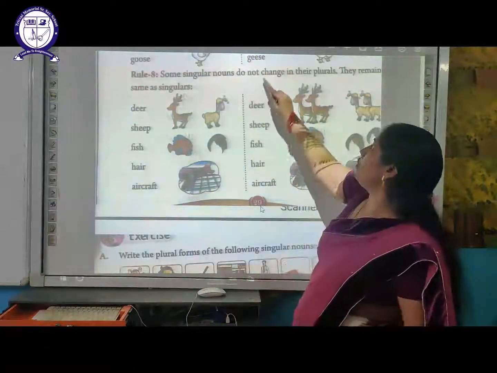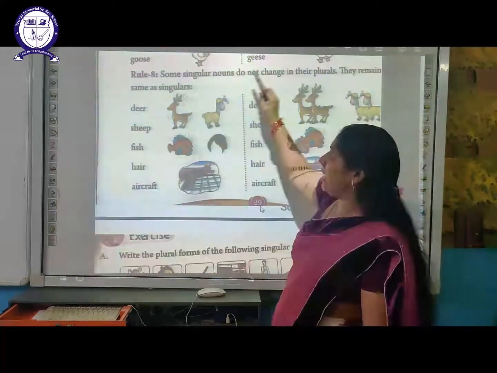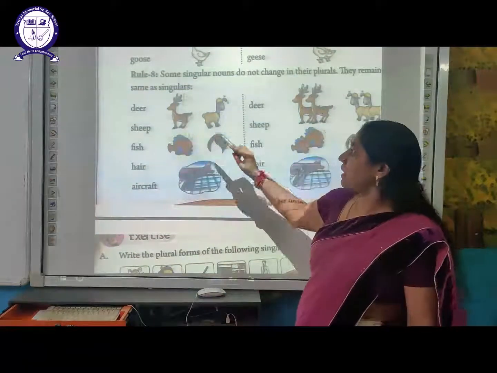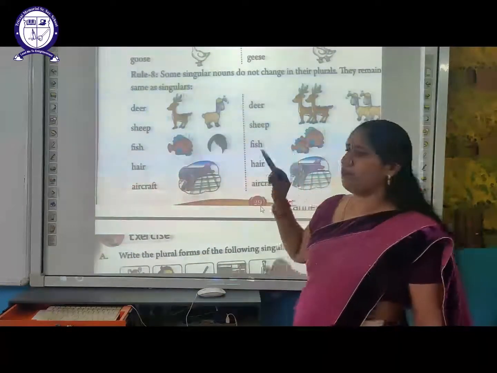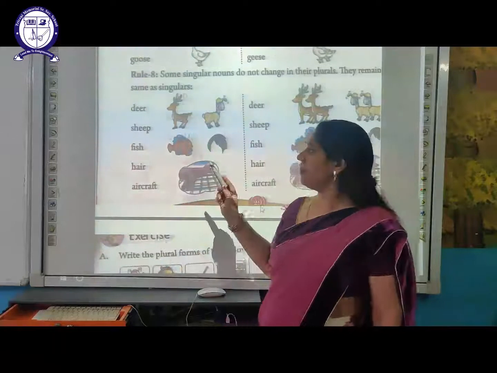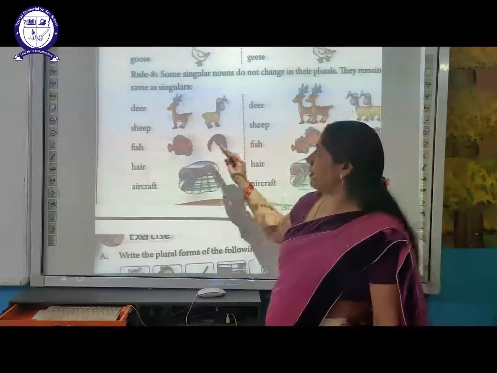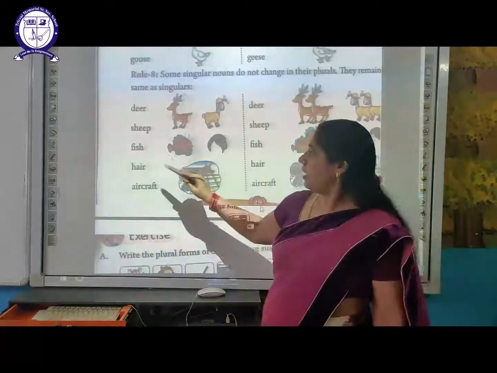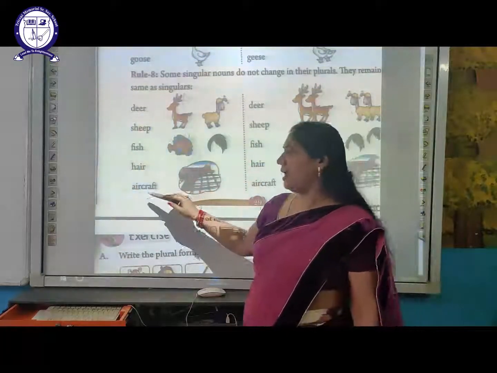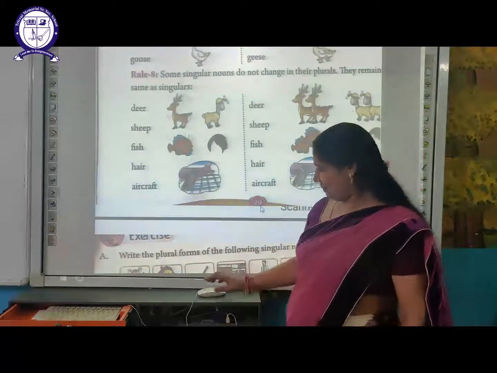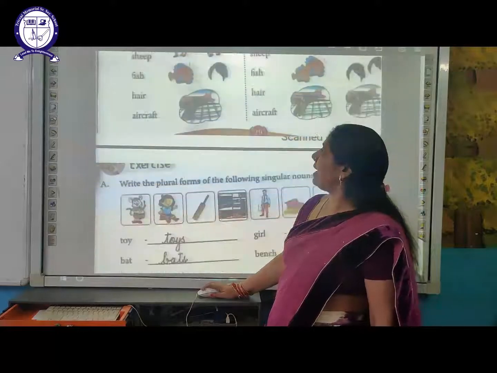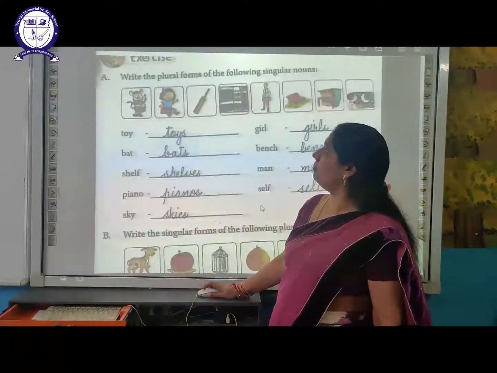Some singular nouns do not change in their plurals. They remain the same as the singular. Deer, deer. One deer or 2 deer, the same. Sheep, sheep. Fish, fish. Hare, hare. Aircraft, aircraft. So these words are the same in the singular and plural form.